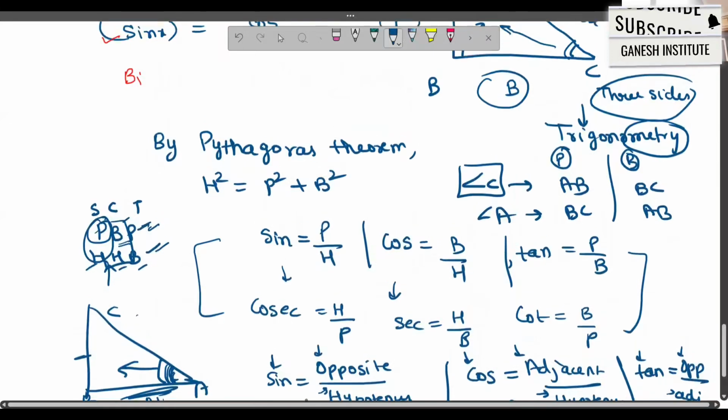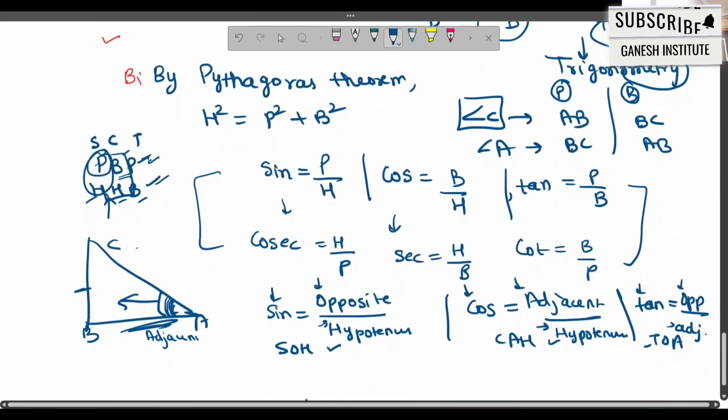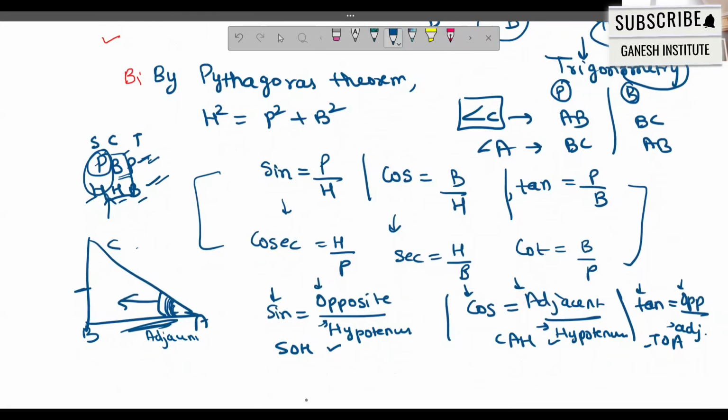So adjacent and opposite. No, I'll remember it as perpendicular upon hypotenuse, base upon hypotenuse, perpendicular upon base. That's much easier. So base is basically adjacent to the angle, so that is fine.